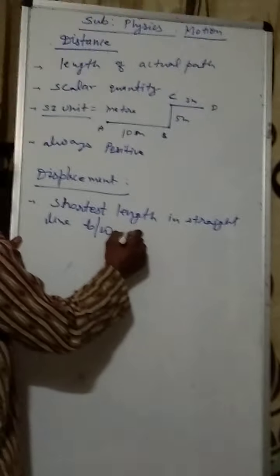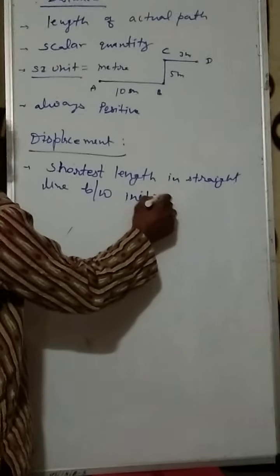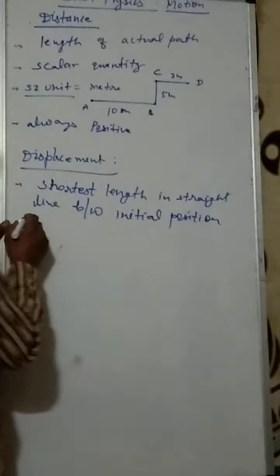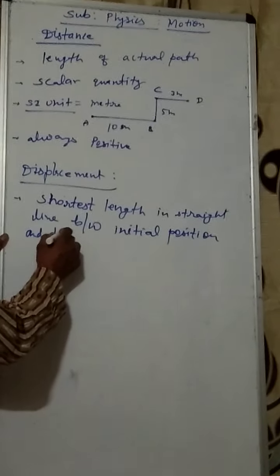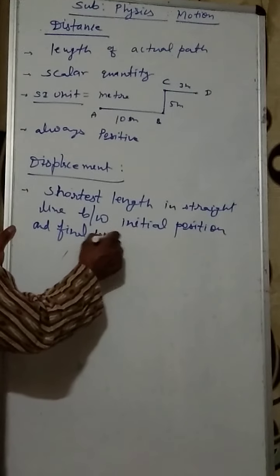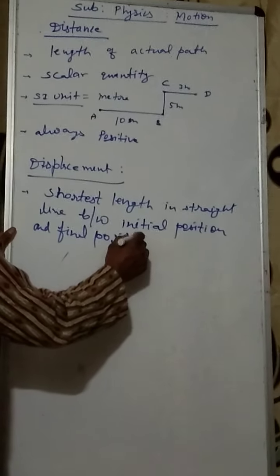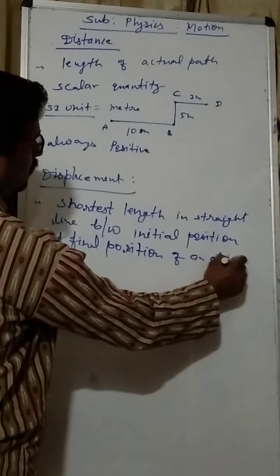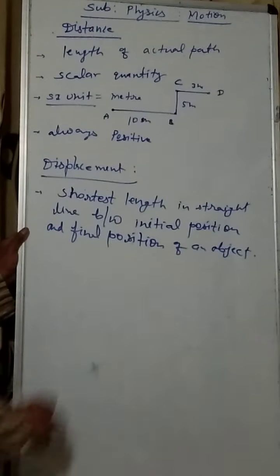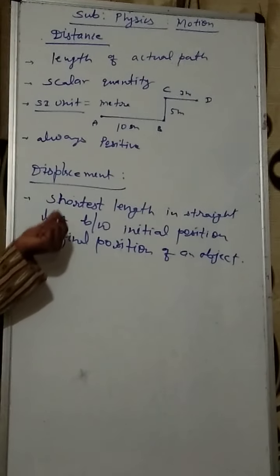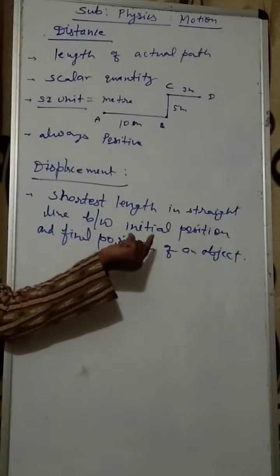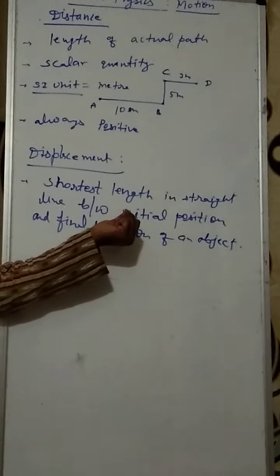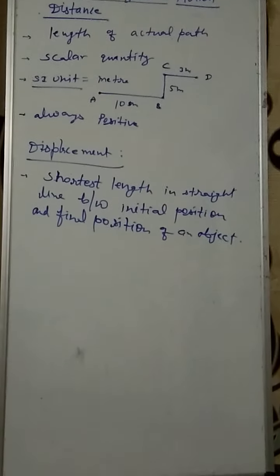Between the initial position and the final position of an object. Displacement is defined as the shortest length in a straight line between the initial position and the final position of an object.